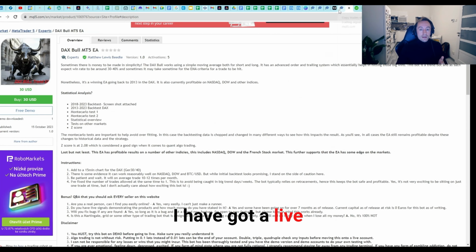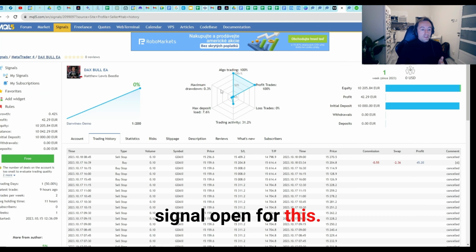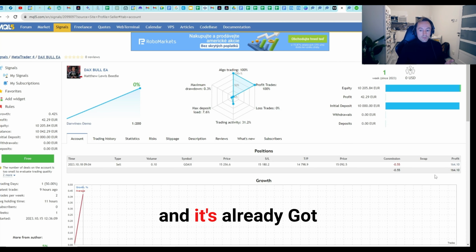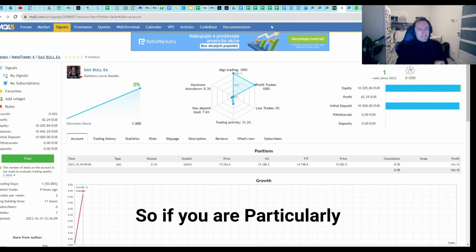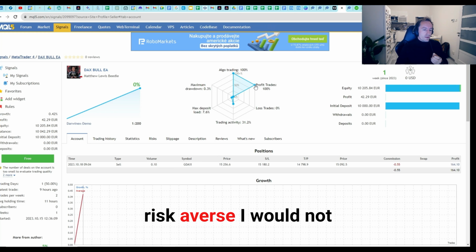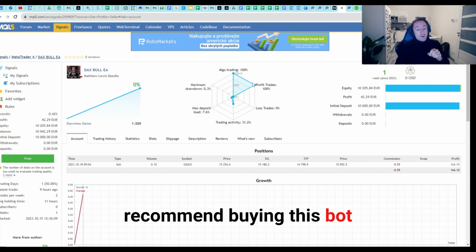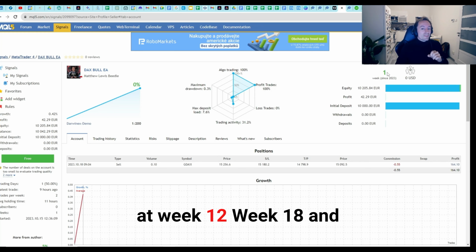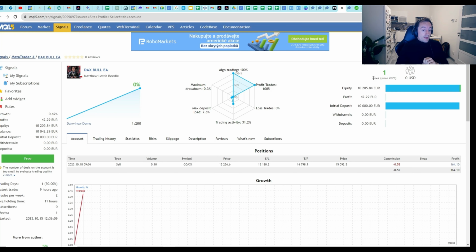I have got a live signal open for this. It's only a few days old. So far, so good actually. It's already in profit and it's already got a profit to equity, but this could change. This is way too early. So if you are particularly risk averse, I would not recommend buying this bot until you see this at week 12, week 18, and you see it still in profit.